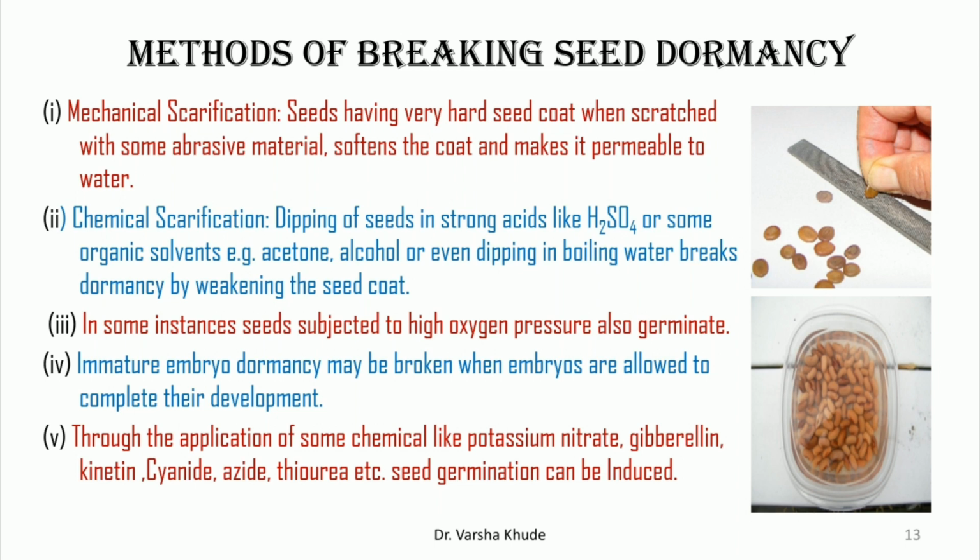Dipping of seeds in strong acids like H2SO4 or some organic solvent, for example acetone, alcohol, or even dipping in boiling water breaks the dormancy by weakening the hard seed coat. In some instances, seeds subjected to high oxygen pressure also germinate. Immature embryo dormancy may be broken when embryos are allowed to complete their development through the application of some chemicals like potassium nitrate, gibberellins, kinetin, cyanide, azide, thiourea, etc. Seed germination can be induced. This is all about seed dormancy.